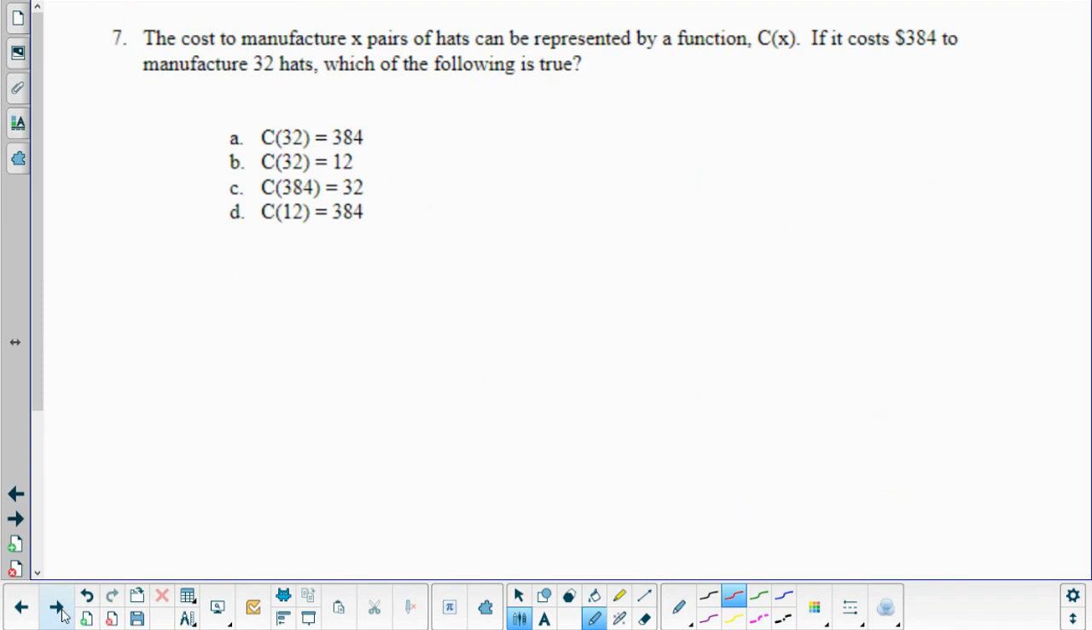Okay, in this one, the cost to manufacture x pairs of hats can be represented by the function C of x. If it costs $384 to manufacture 32 hats, which of the following is true? So we know our function is C of x. We have to decide 384 and 32, which one is the input and which one is the output. In this case, when you input 32 hats, the output would be $384. So looking at our answers, which one has those in the correct location? The one that has it in the correct location is A. 32 is our input, sorry, 384 is our output.